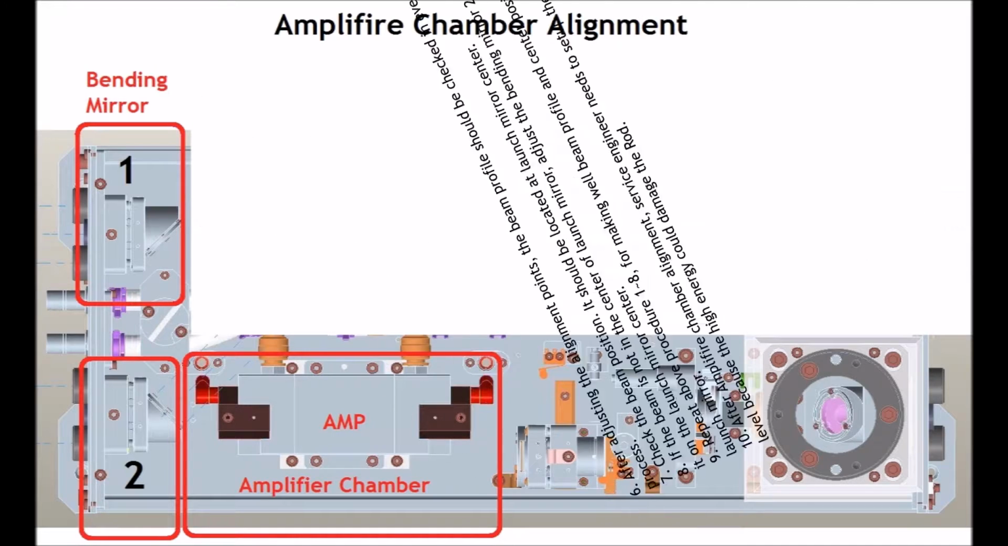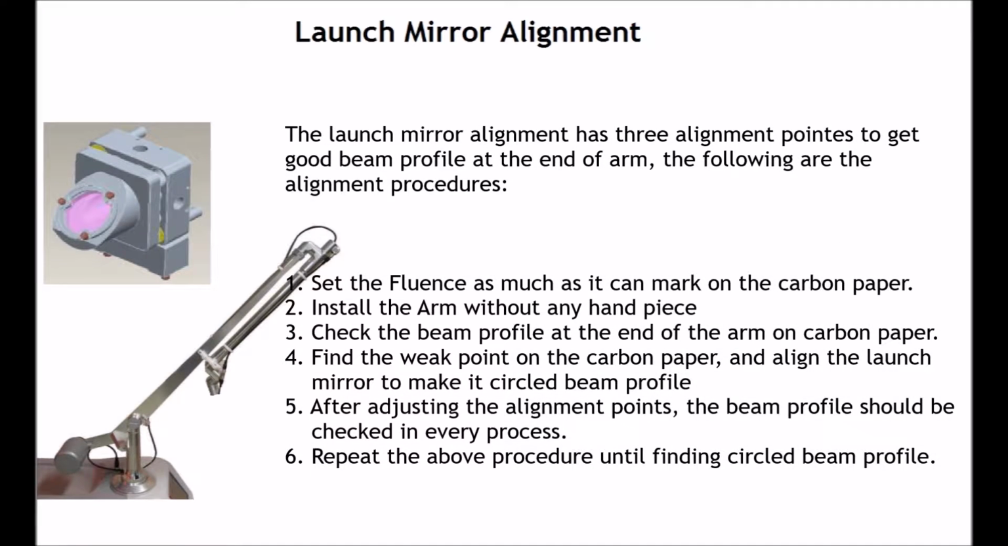could damage the rod. The launch mirror alignment has 3 alignment points to get good beam profile at the end of the arm. Follow the following alignment procedures. 1. Set the fluence as much as it can mark on the carbon paper. 2. Install the arm without any handpiece.